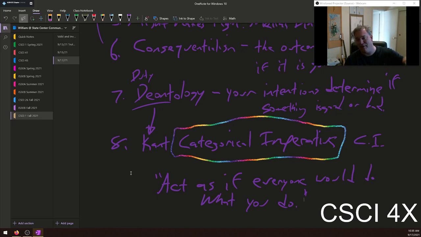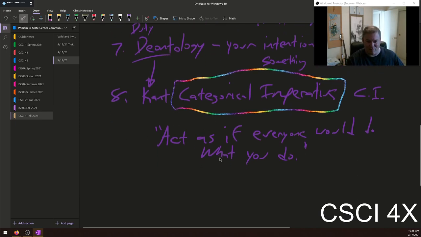Well, they can't murder, but I can. Or with a pandemic, everyone else should wear their masks, but I shouldn't. Everyone else should stay at home, let the pandemic go away, but I still want to go out to a party. No, you can't do that. Under Kantian ethics, it has to be universal, okay? Universal actions.